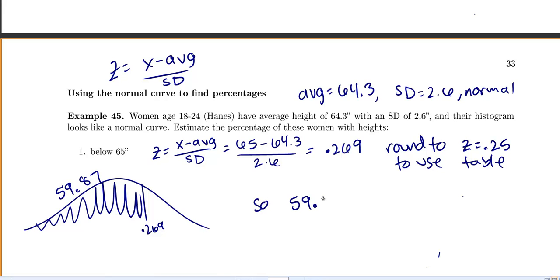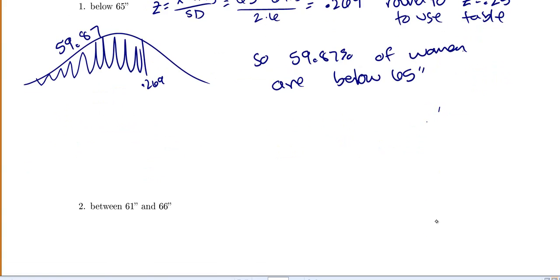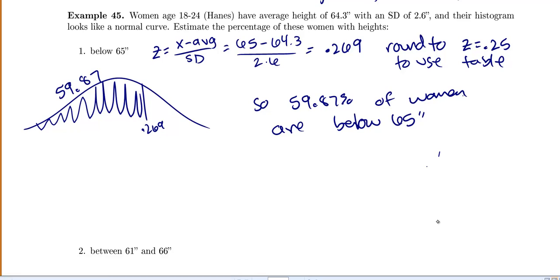So 59.87% of women are below 65 inches. And that's how we do it. So first we found our standard units, we standardized, and then we used our normal table to look up the area. So let's do number 2.